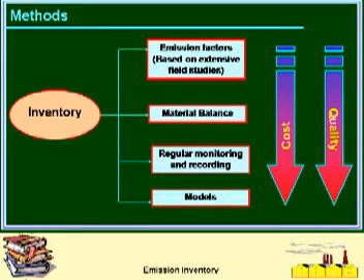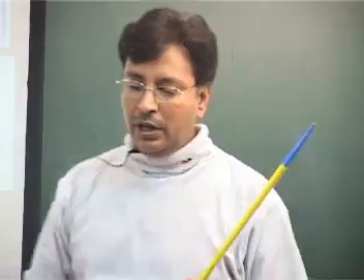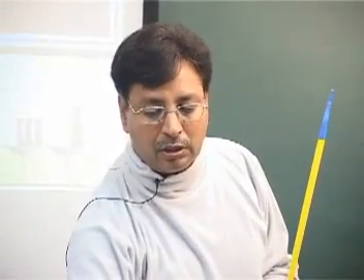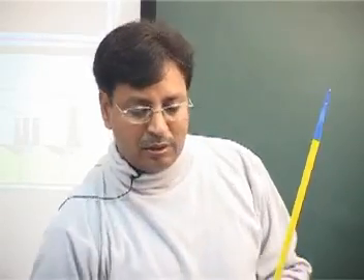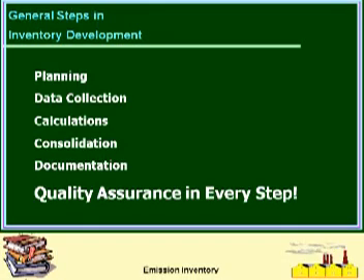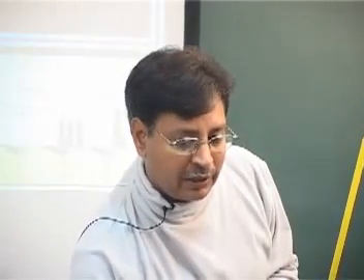Apart from the factors I have talked about, you can do the material balance, and sometimes you can actually measure it. You can go to the power plant and do it based on the coal consumption multiplied by the emission factors, or you can really go with your equipment and put it in the stack, if you want very accurate information. So the cost will go up, and so will the quality, in this direction, as you can see. Steps involved are planning, data collection, calculation, consolidation, documentation, quality assurance.